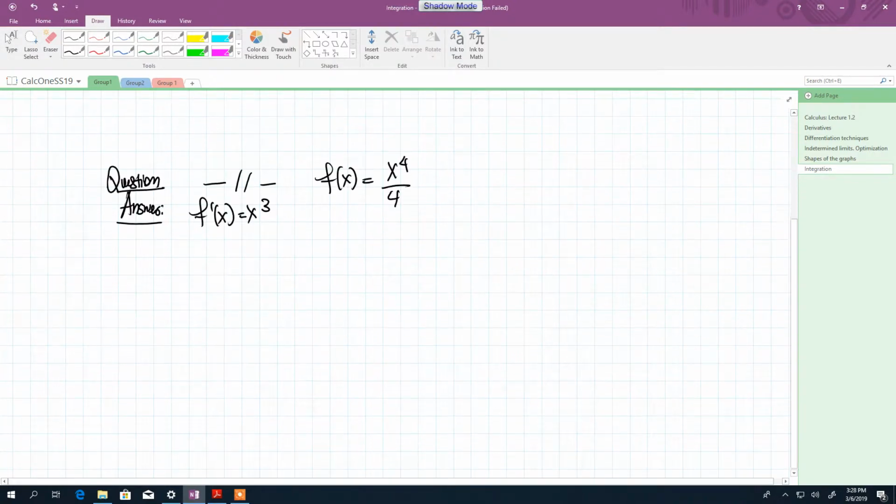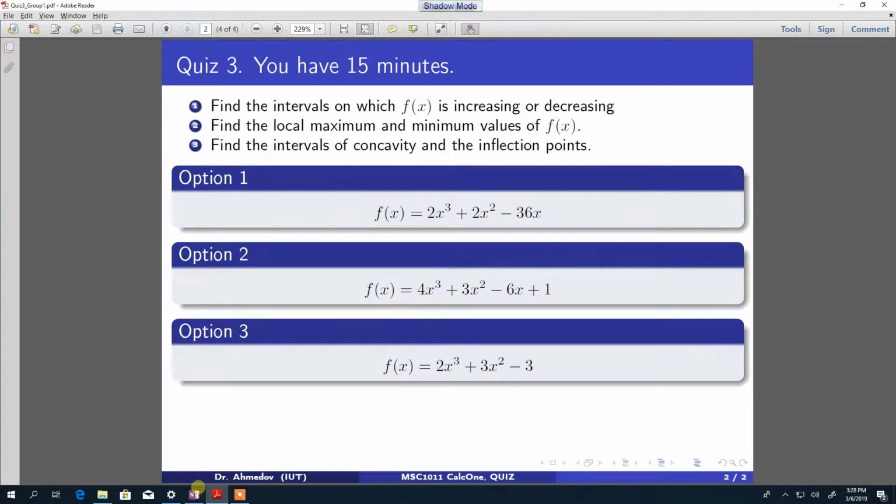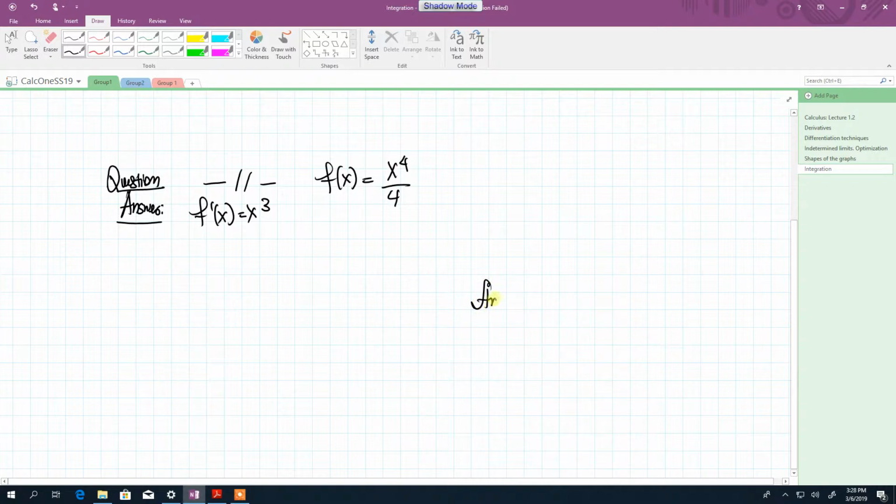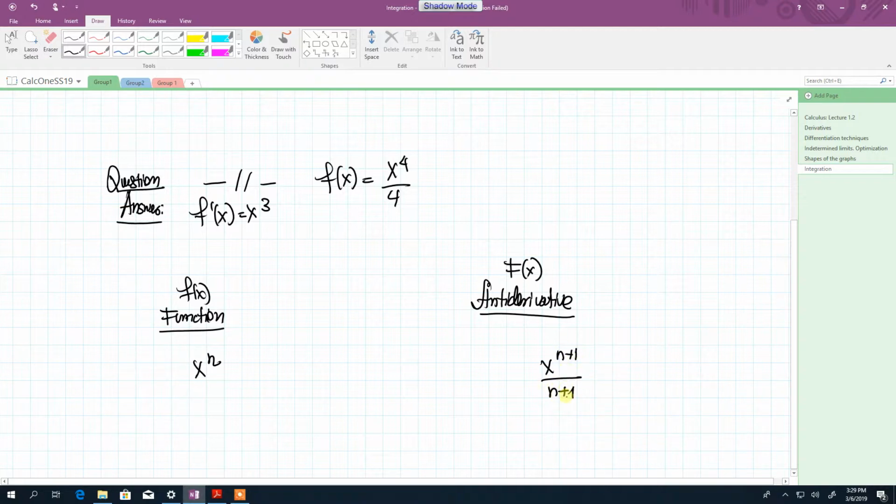So let us make a table of standard functions. This will be the function, and this will be its antiderivative, or sometimes we call this a big F, okay? Small f is the function. If the function is x to the power of n, what is its antiderivative? x to the power of n plus 1 divided by n plus 1, plus the constant, right? So what is the idea behind this? What is the relationship between the small f and the big F here? The relationship is that the derivative of the big F is equal to the small f, right?